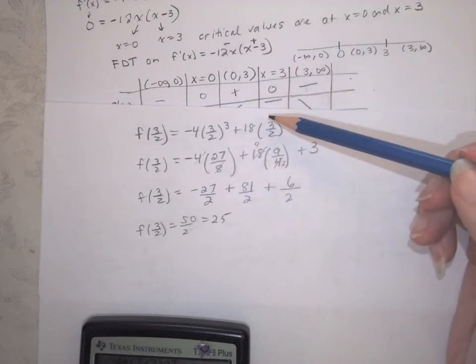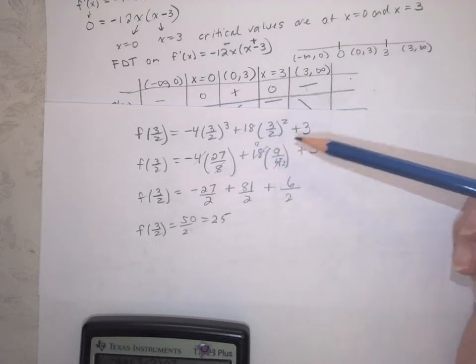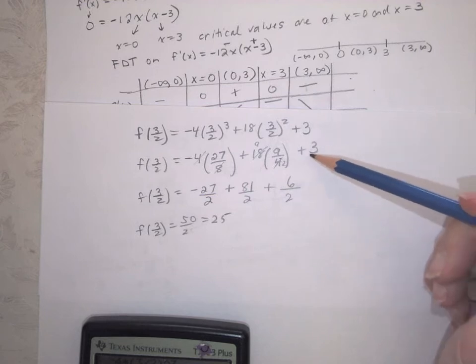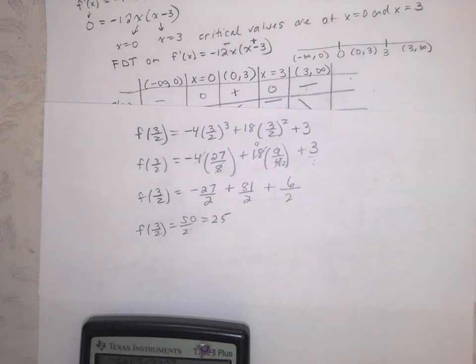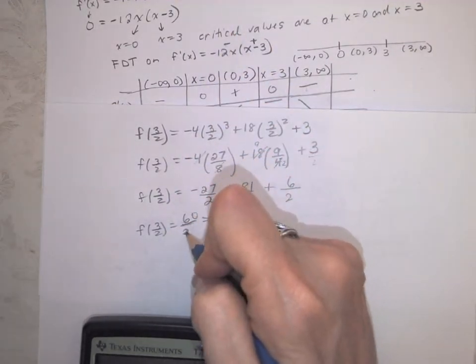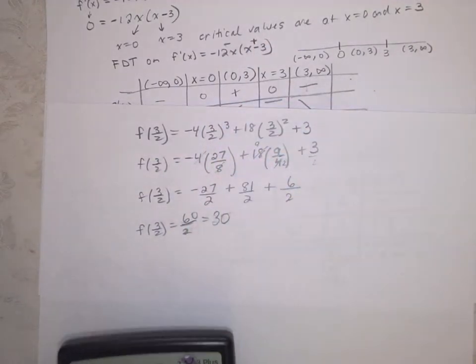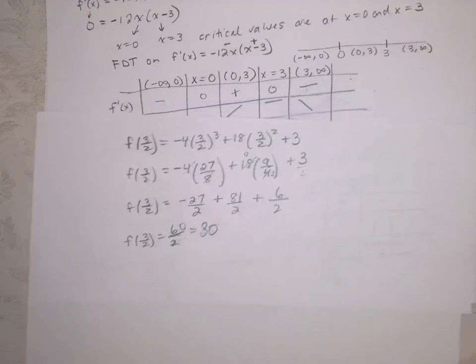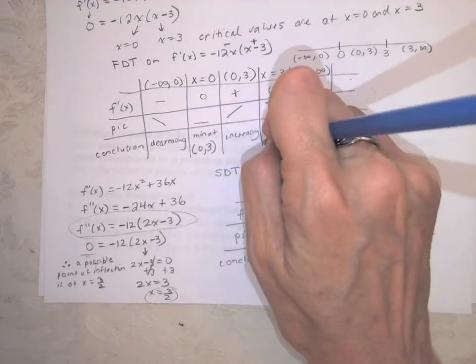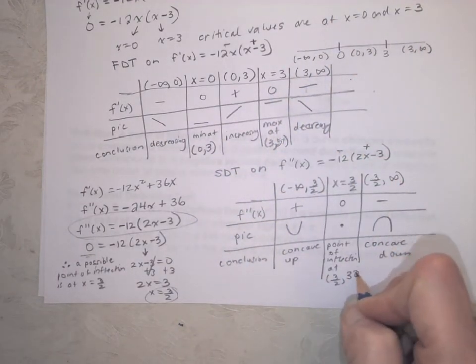27/8. 18 divided by 2, 4 divided by 2. Oh, 9 times, no, that's right. 6. Oh, this is 60, my bad. 60/2 is 30. So it works out the same on the calculator and doing it out. So our point of inflection is at 3/2 and 30.